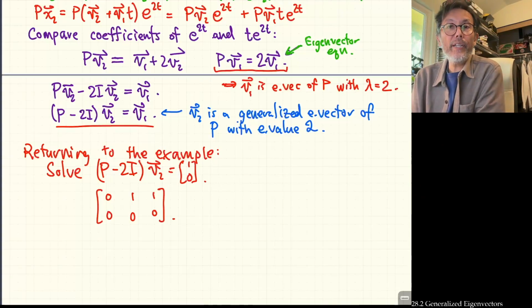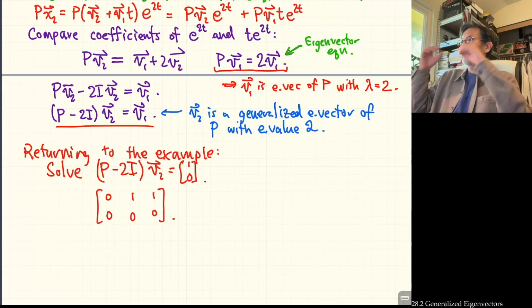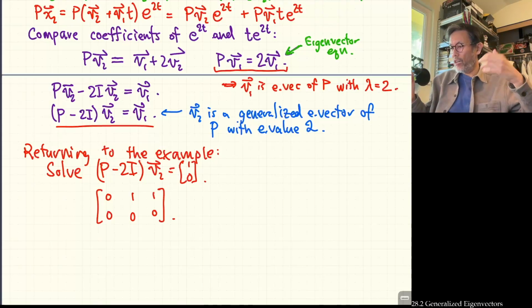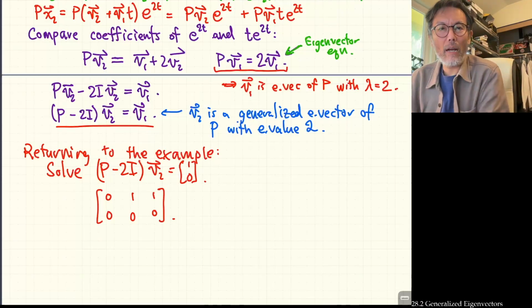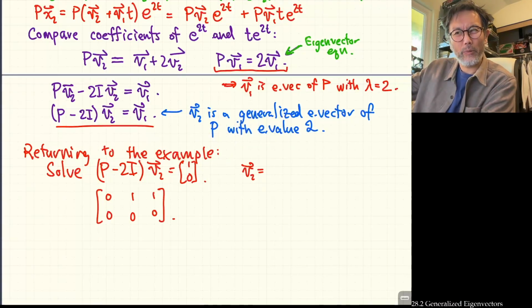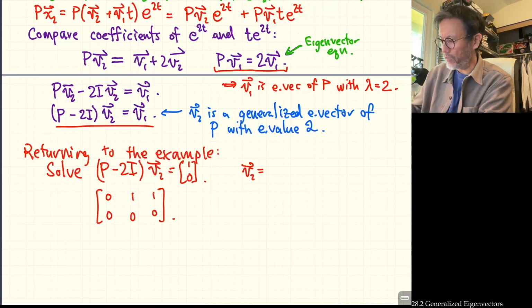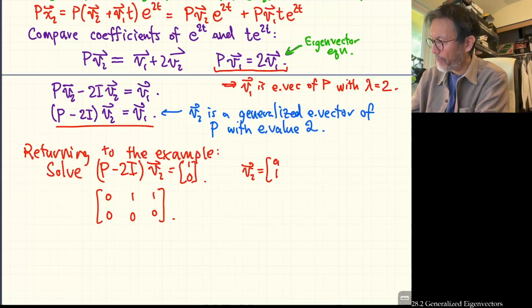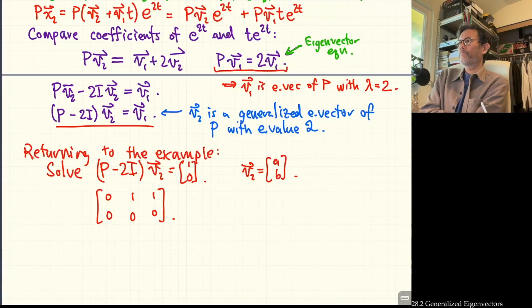So, what is a vector which satisfies this state of affairs? What is a V2, in other words, which satisfies this state of affairs? It's a little confusing, so can I use different letters instead of V1 and V2? Because I'm already using the subscripts for the different vectors. I'm going to call this like A, B. Okay. So we want to figure out a vector which makes this happen.